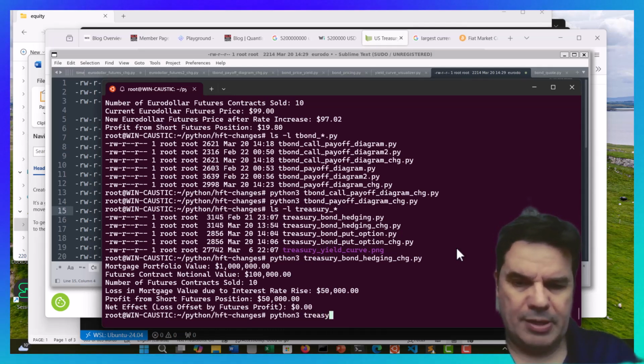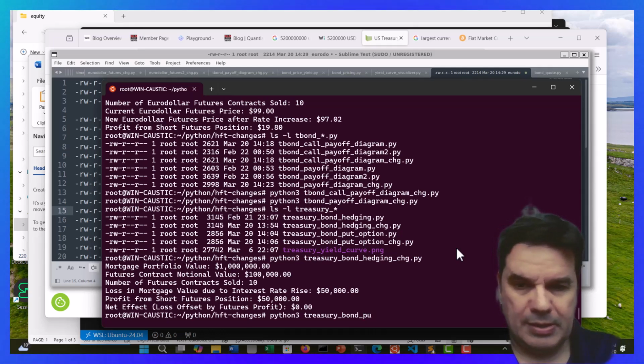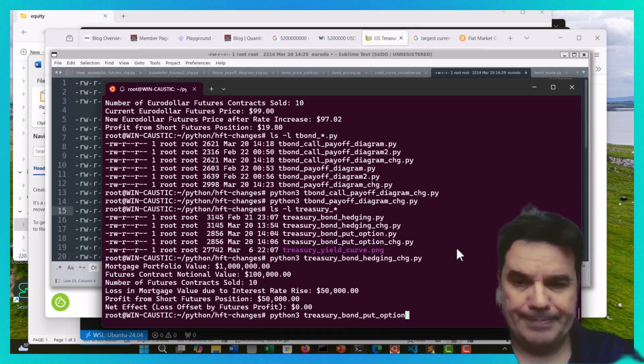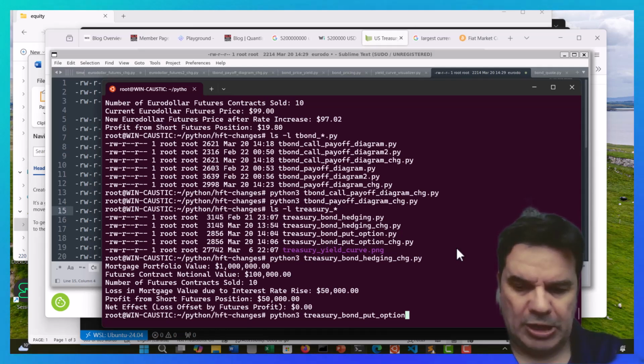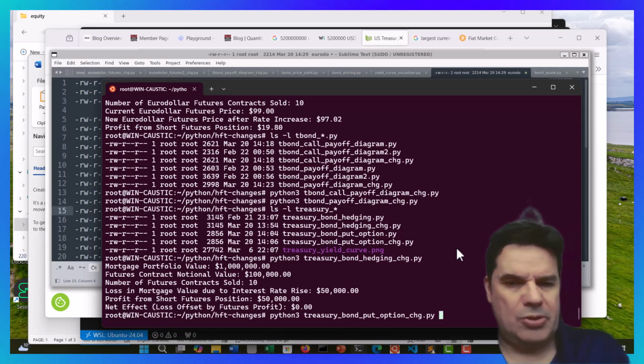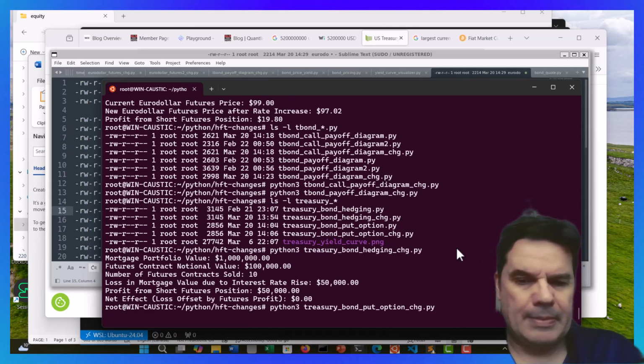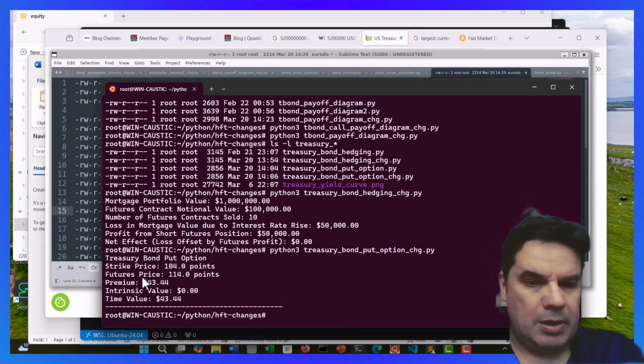All right, so let's take another one. Treasury bond put option. This is another way of doing it, with the put options as well, to protect yourself down the road. But again, you have to make sure you have the call right. So here we have a put option we're putting out. Strike price at 104, future price at 114, premium 43.44. And again, that intrinsic value is very important, and then the time value.